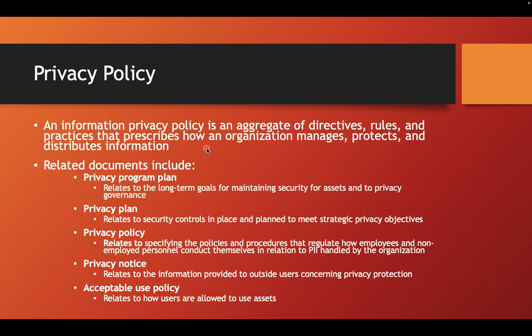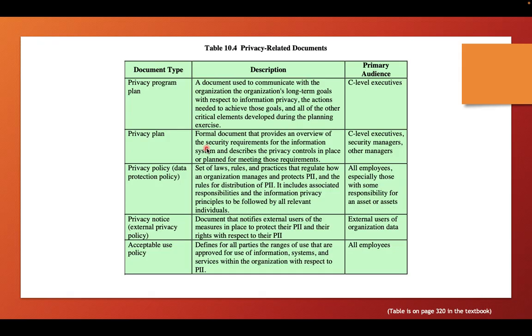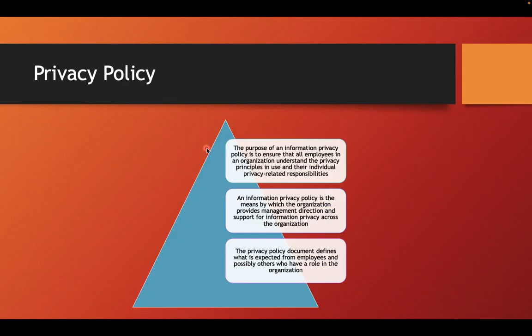Then another key element is the acceptable use policies. Acceptable use policies are the level of policies that the organization or enterprise accepts, relating to how users are allowed to use the assets in the network. Okay, now here is privacy policies, which we have described.